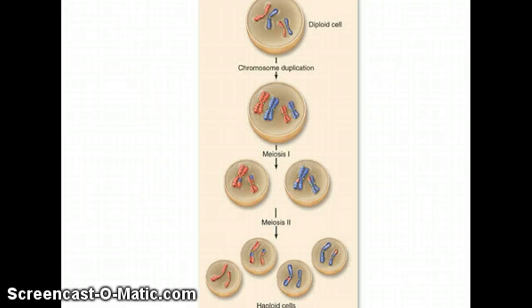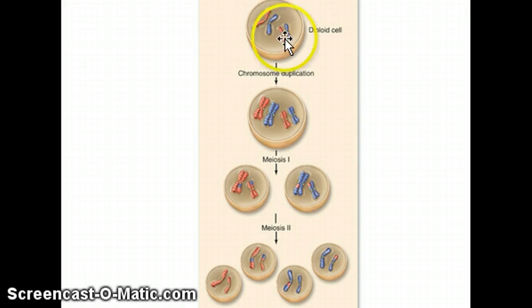The diploid cell shown in this diagram has two pairs of chromosomes. So if this is a germline cell, it will undergo meiosis to produce four cellular products. This diploid cell has a diploid number of 4. You have two red chromosomes and two blue chromosomes. The products are haploid cells, and notice there are only two chromosomes present in each cell.